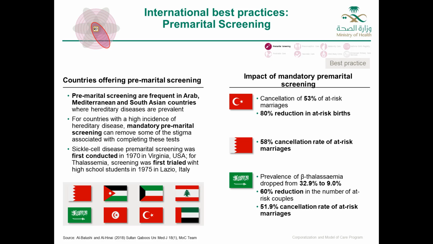In the Kingdom of Saudi Arabia, following the implementation of mandatory premarital screening, the prevalence of beta thalassemia dropped from 33% to 9%, and the number of at-risk couples dropped by 60%.